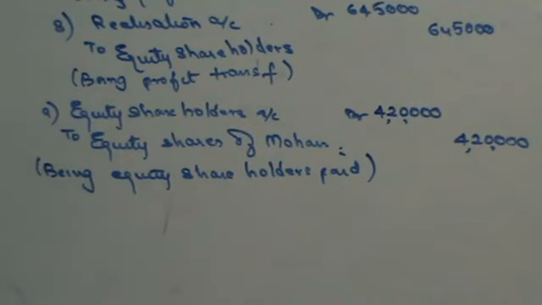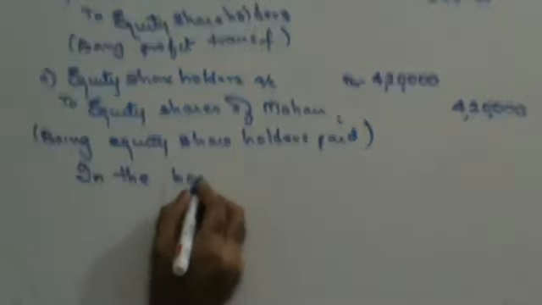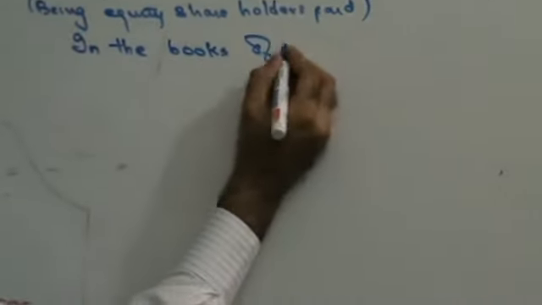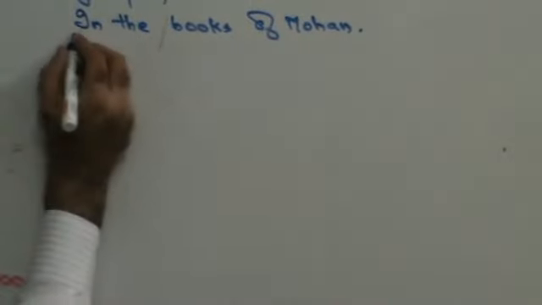Now I'm not going to make Sohan's account. It is a replica, right? I've shown you in the books of Rohan. In the books of Sohan, you should be able to do it. All the entries will be the same. All you need to do is look at the figures in the balance sheet and do it. Now I'm going to straight away do in the books of Mohan. In the books of Sohan, you all can do that for homework, right?